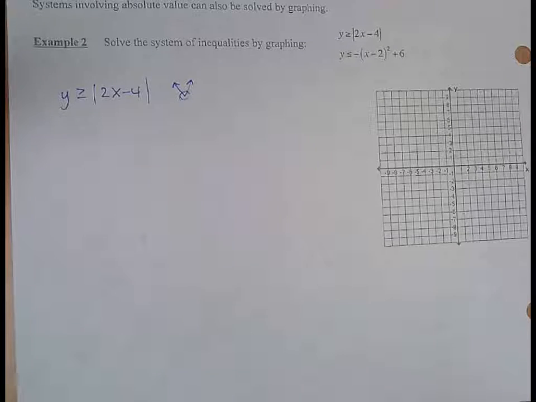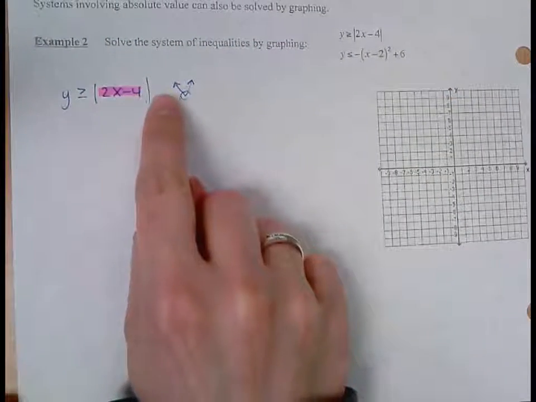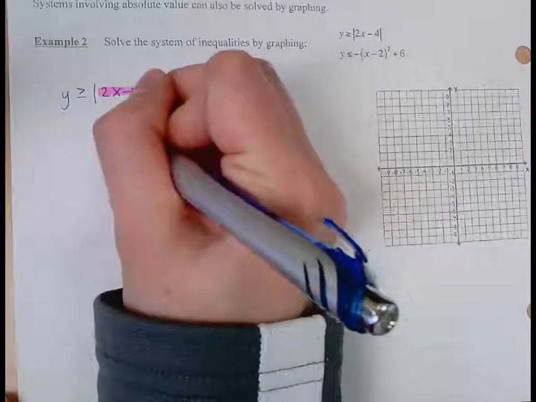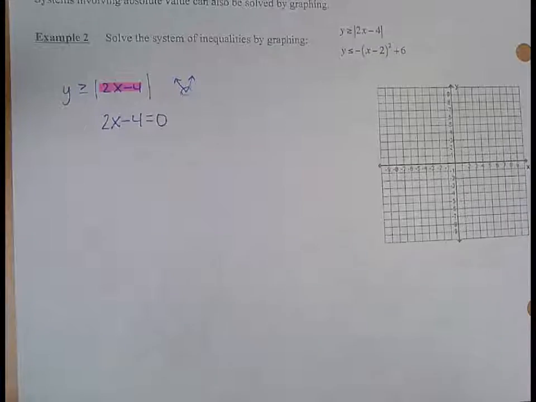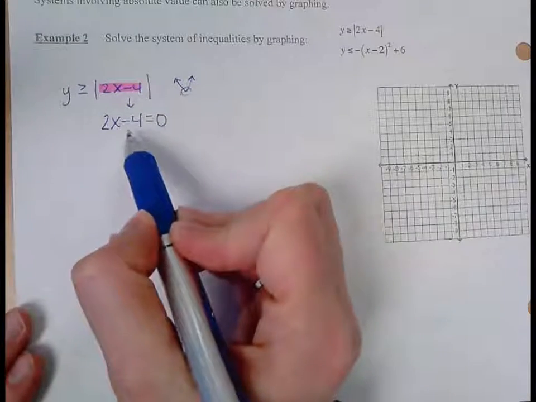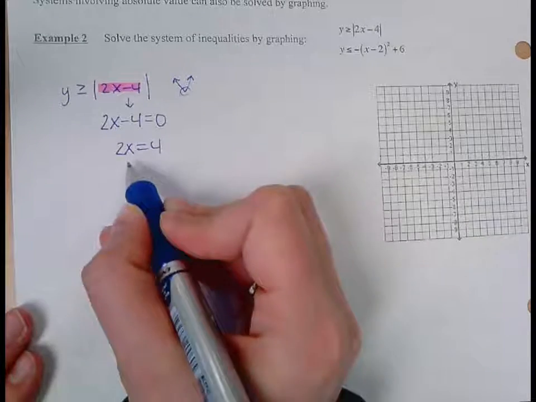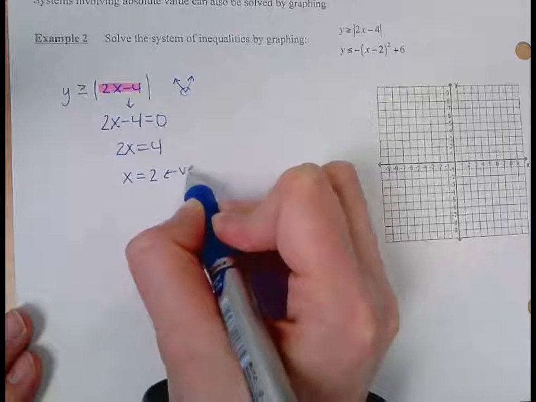And again, to find that, you take what is in the absolute value bars. So if there was something written outside of these, I would still only take what's in the absolute value bars, and I set that equal to 0. And then I solve that for x, and that gives me the x value of the vertex. So to solve this for x, I would add 4 to each side, so 2x equals 4. Divide both sides by 2. x is 2, so this is the x value of the vertex.